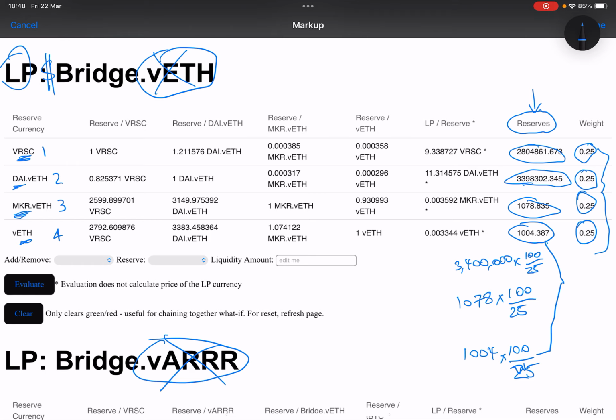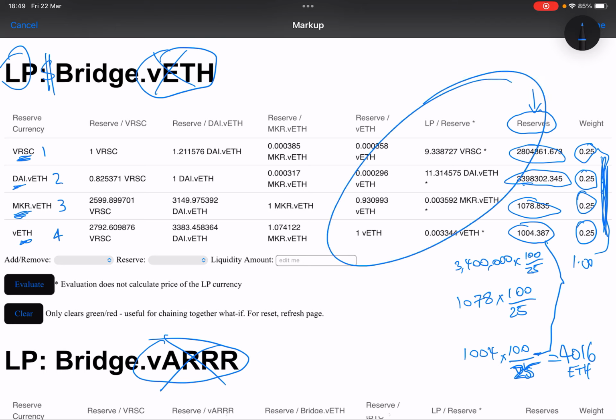So what we can do is, because each weighting is 25%, we can multiply any one of these by 4 and it equals 100%. It gives a whole. That's why we've got a whole 100% here, divided by 25, divided by the weighting. So that's essentially 1,004 times 4, which is 4,016. This is the value of this basket. 4,016 ETH makes up all of this basket.